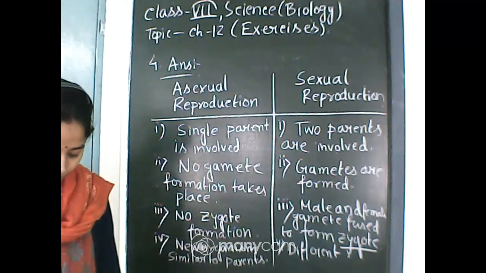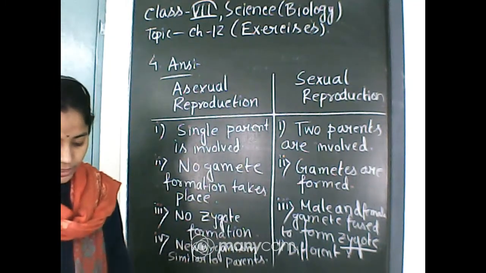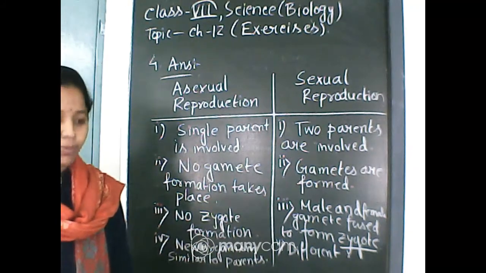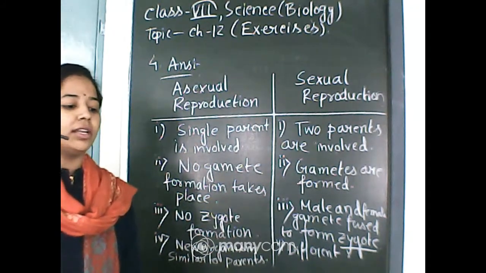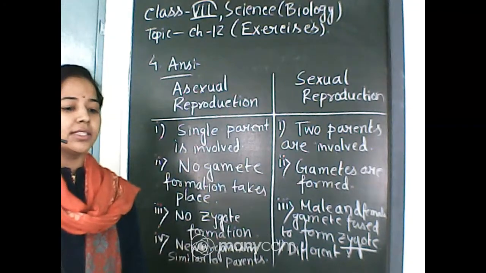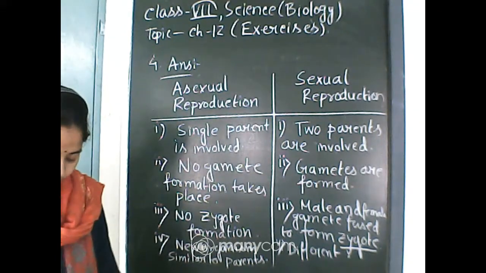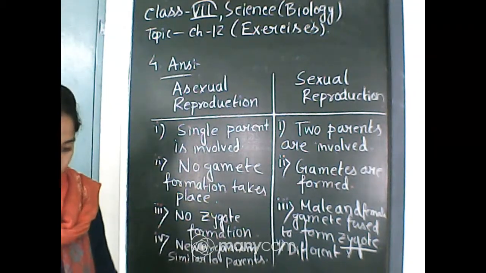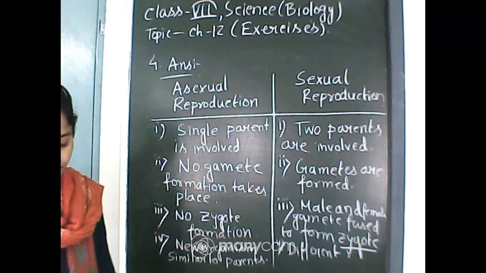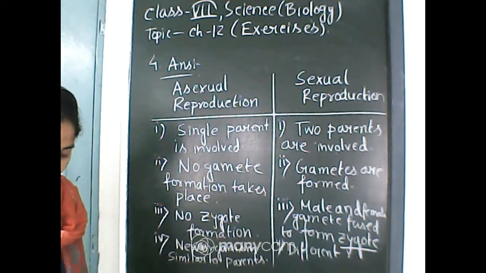Now comes the next question: sketch the reproductive parts of a flower. I have already drawn it while taking your class on this topic, so this will be your homework. Now move forward to the 6th question: explain the difference between self pollination and cross pollination. First you should copy this answer.